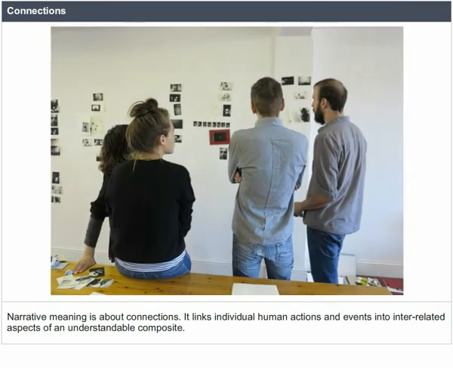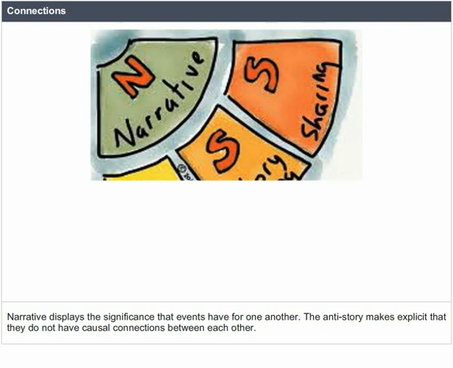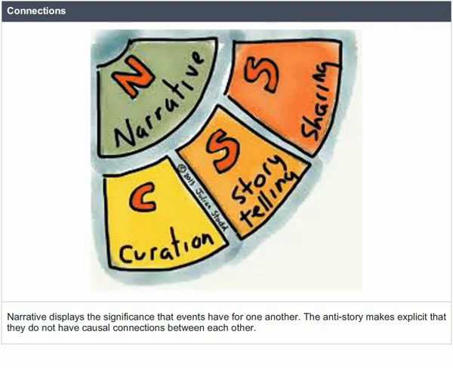Connections. Narrative meaning is about connections. It links individual human actions and events into interrelated aspects of an understandable composite. Narrative displays the significance that events have for one another. The anti-story makes explicit that they do not have causal connections between each other.